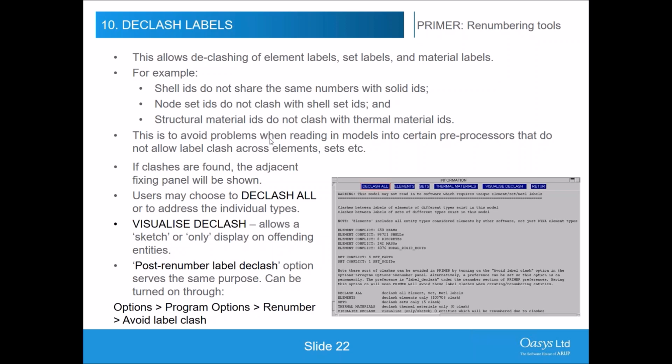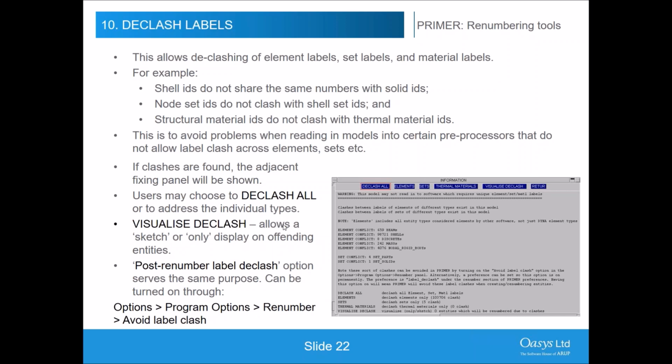But like I said, both Primer and LS-DYNA will read those as separate entities. So the solids and the shells can have the same number because it knows that we're referring to different things there. And if you don't have any clashing labels, I believe the button will be inactive, so you can't even select that.